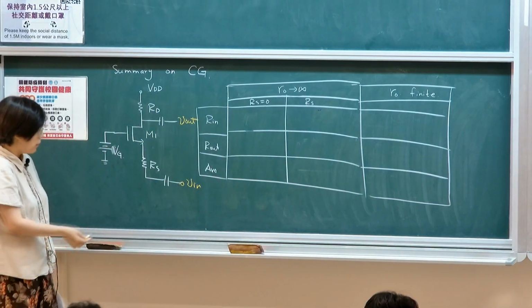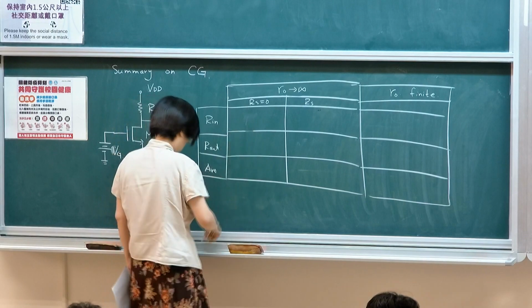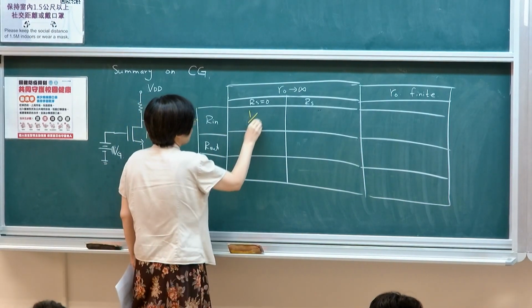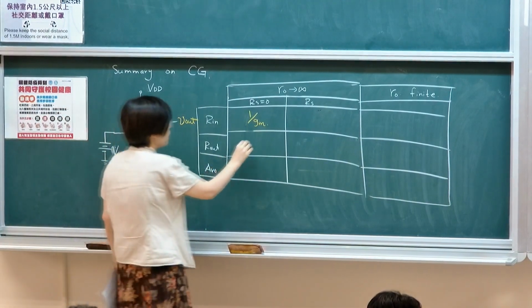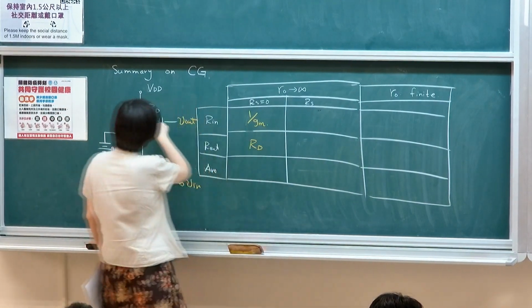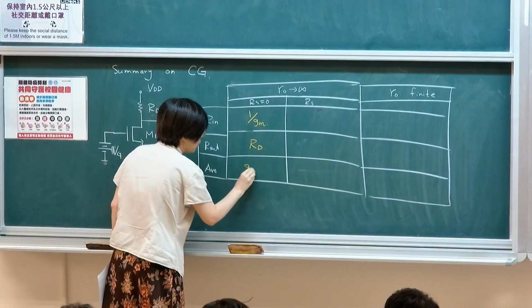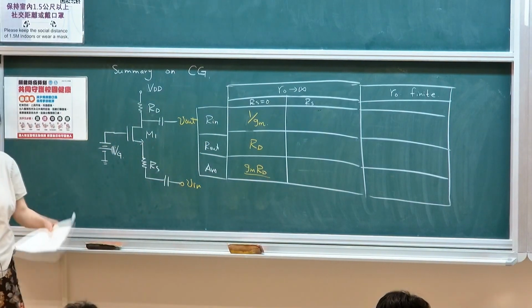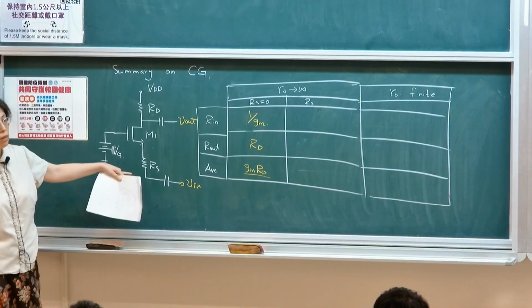I want to highlight the most simple case. We'll go back to the most simple case. It's 1 over gm, a low input resistance case. Your output is simply determined by RD, and your voltage gain is gm RD, which is a non-inverting gain. This is the most simple one, when you don't consider there's a source resistance coming in.